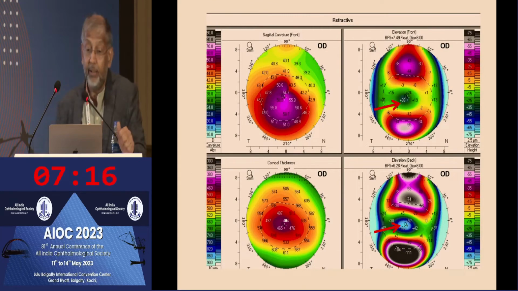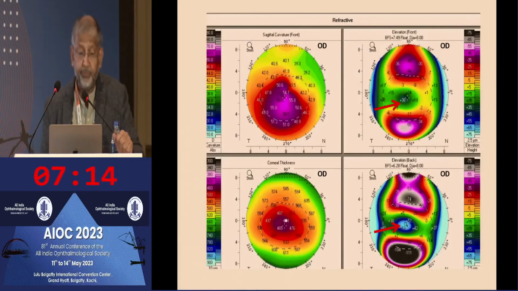And this is the other eye, as already mentioned by other speakers. So the other eye has a frank keratoconus. So it's a fellow eye in a case of keratoconus in the other eye.